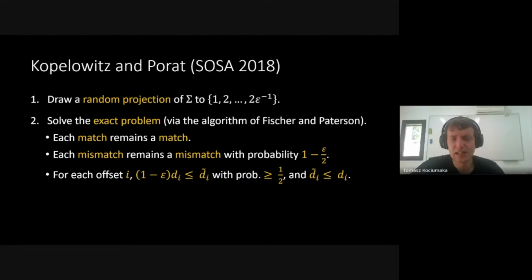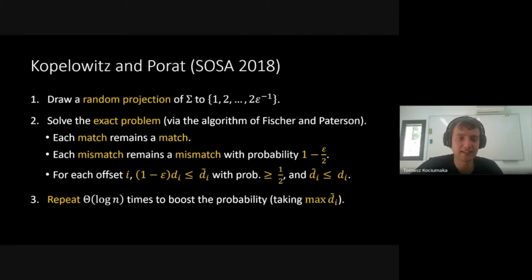so we can only underestimate the Hamming distance. However, this probability is valid only for every single position, not for the union, not for all the positions at the same time. So for every particular instance, we expect that half of the output is not going to be correct. So this is far from satisfactory. And that's why we repeat the whole process log n times. And this way we boost the probability, the error probability becomes inverse polynomial. Success probability is high. And we simply take the maximum of the estimates because of the one-sided error property.